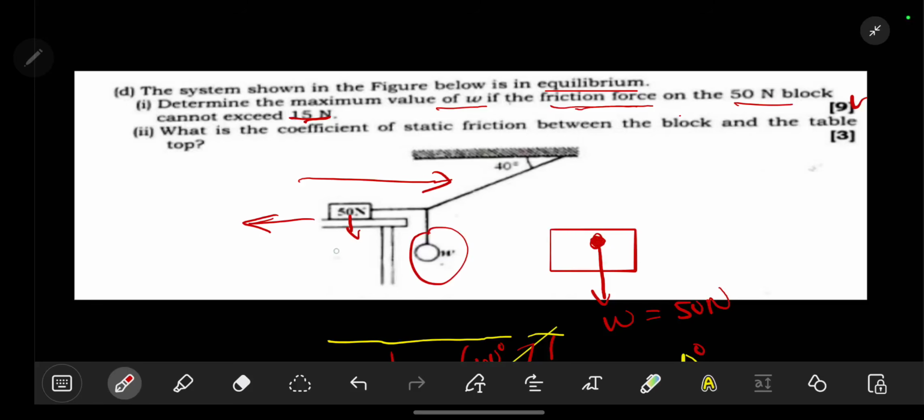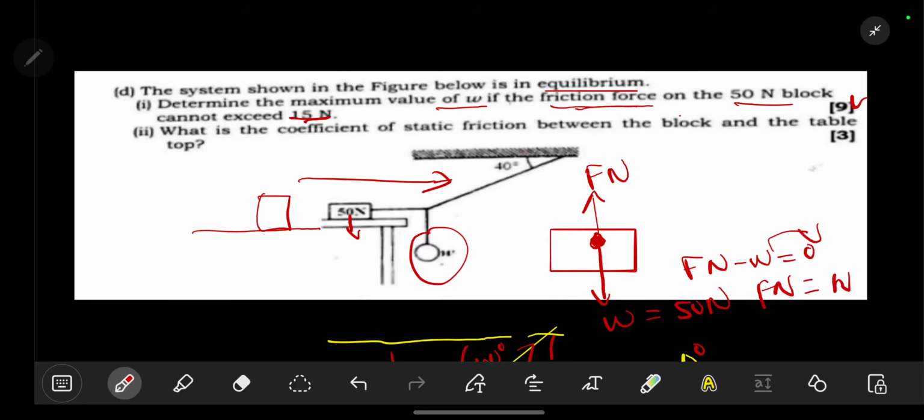Since it is not moving up or down, there should be a force that is causing the block not to enter the table. That's our normal force, which is the contact force. So in this case, the normal force is equal to the weight. So the normal force minus the weight should be equal to 0. That means the normal force is equal to the weight.